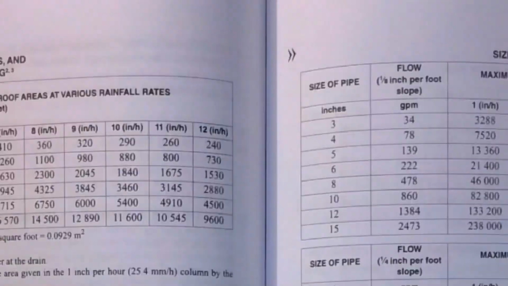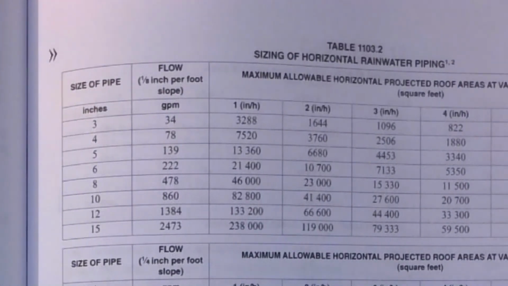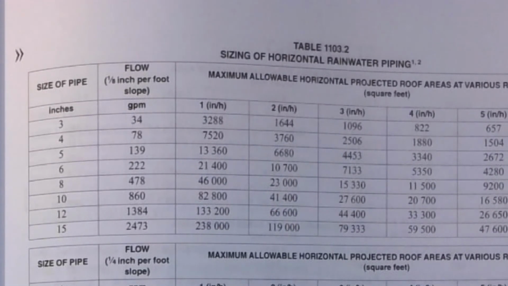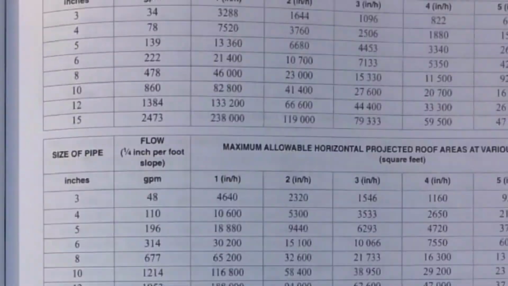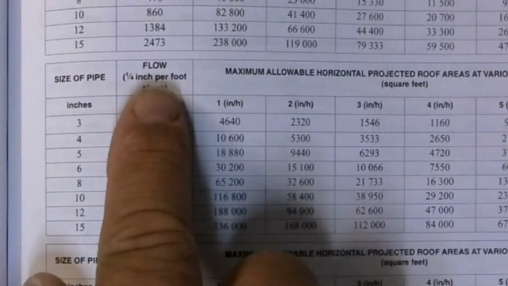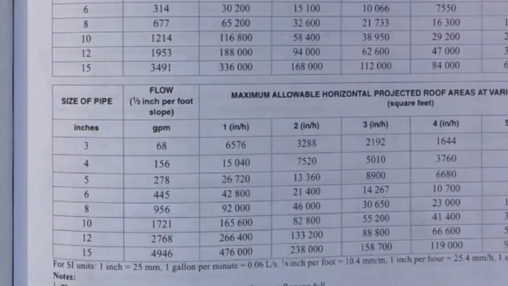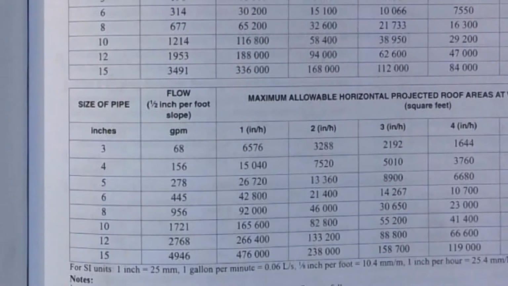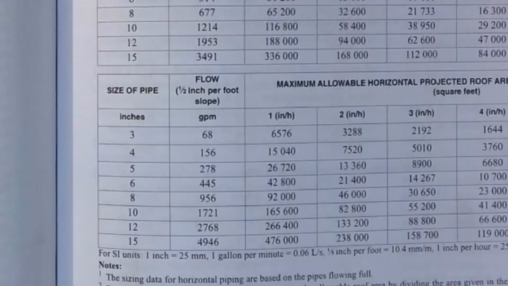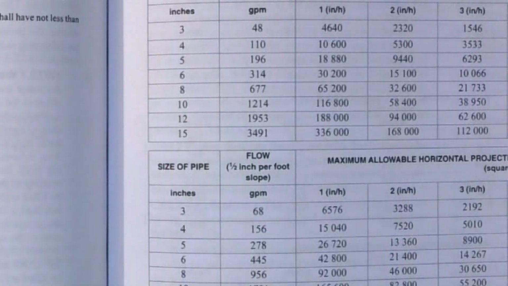This side over here is the size of a horizontal rainwater piping system. And you'll be familiarized with the 3 different tables here. I have one for 1/8 of an inch per foot slope, right? I have another one for 1/4 of an inch per foot slope. And I have another one for 1/2 inch per foot slope. Okay? So that's what we're dealing with on that.